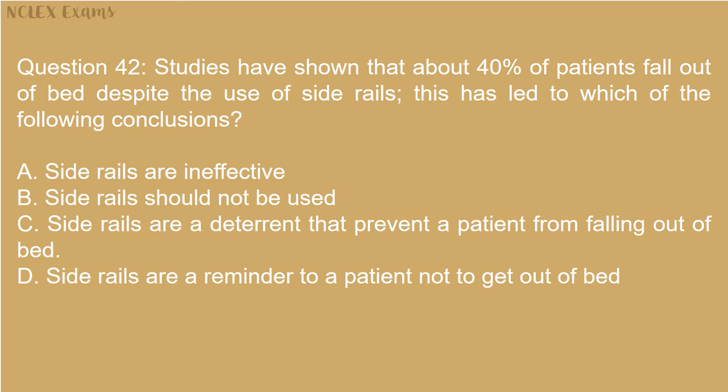Question 42. Studies have shown that about 40% of patients fall out of bed despite the use of side rails. This has led to which of the following conclusions? A. Side rails are ineffective. B. Side rails should not be used. C. Side rails are a deterrent that prevent a patient from falling out of bed. D. Side rails are a reminder to a patient not to get out of bed.